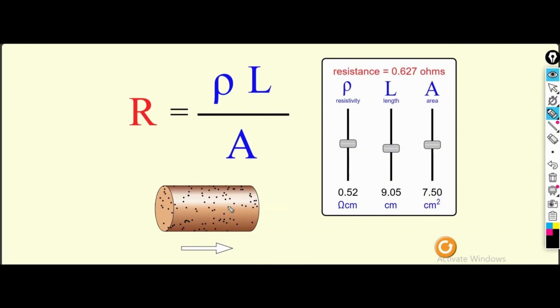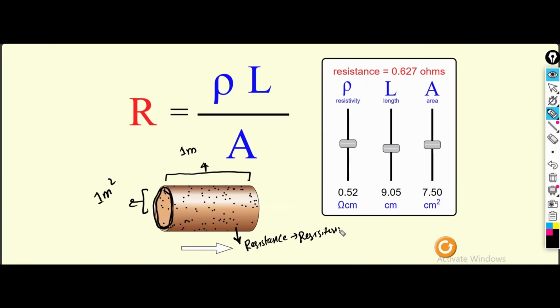So here, if I consider that same copper rod which we discussed in the previous simulation, and the length of that copper rod is 1 meter, and the cross-sectional area of the rod is 1 meter square, then in this case the resistance of this copper rod is called the resistivity. Resistivity is actually the standard for resistance.